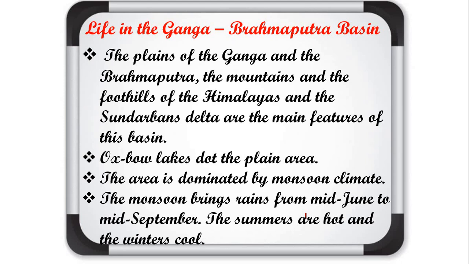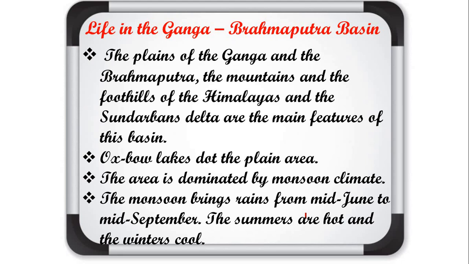So how will you describe the climatic condition? You say that the climatic condition of the Ganges and Brahmaputra river is monsoon type climate, in which summers are hot and winters are cold. There is a rainy season also. Rain that comes in a particular season is known as the rainy season, and monsoon winds bring rain in the period between June and mid-September.